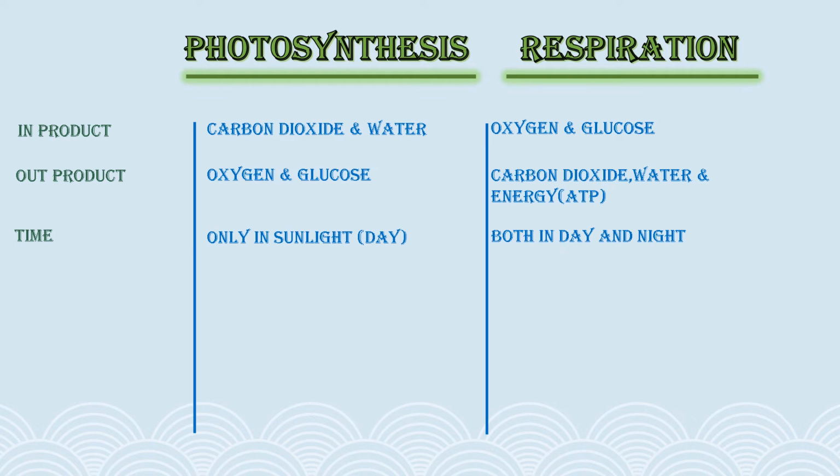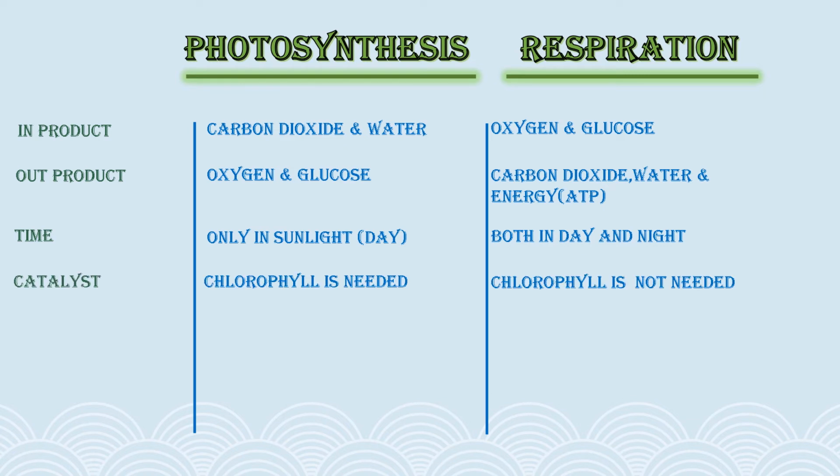When does photosynthesis occur? As I mentioned earlier, it uses sunlight, so it can only occur in daytime, whereas respiration occurs both in day and night time. The catalyst for photosynthesis is chlorophyll, which is must to have because it stores sun's energy, whereas chlorophyll is not needed for respiration.